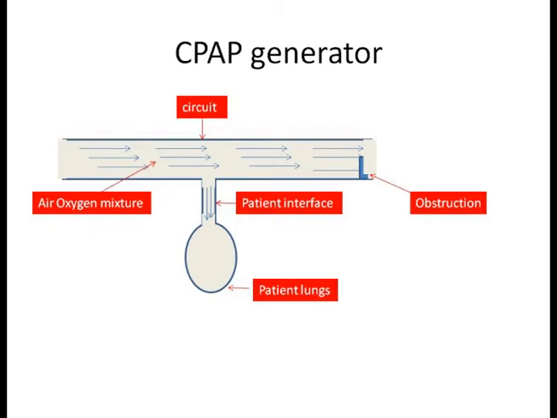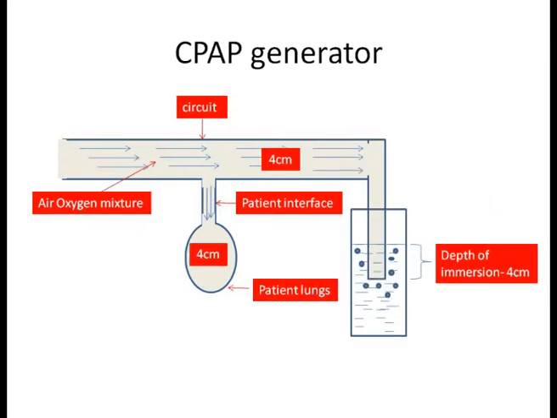Now this obstruction is using an expiratory valve in a ventilator, and in a bubble CPAP machine, this obstruction is created by immersing the expiratory limb in a chamber with water. Now as the mixture of gas has to go through the water column and then come out, there is an obstruction created to the flow of gases. The strength of obstruction is equal to the depth of immersion of the expiratory limb inside water.